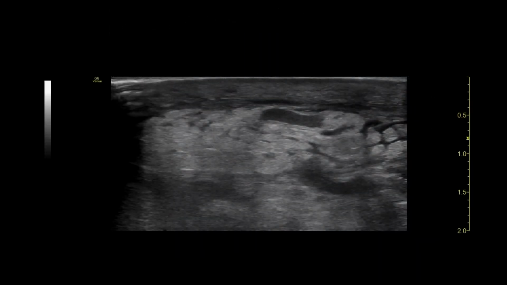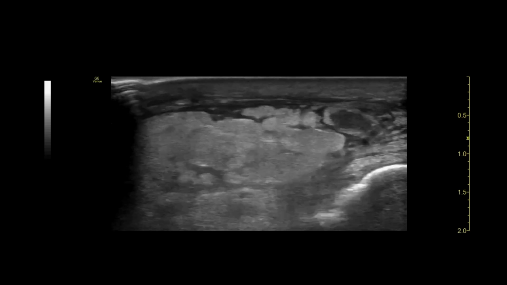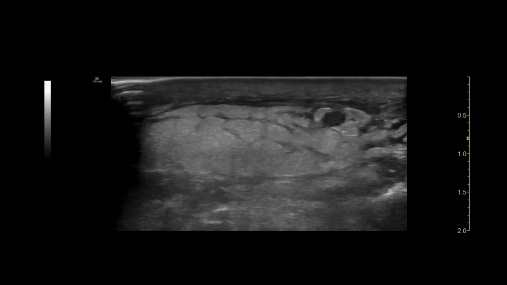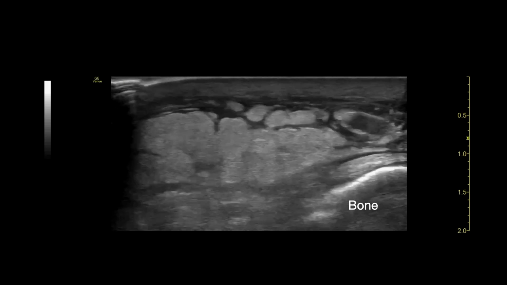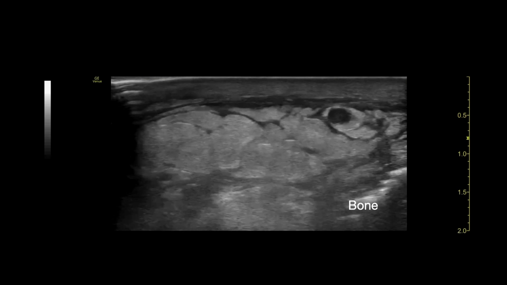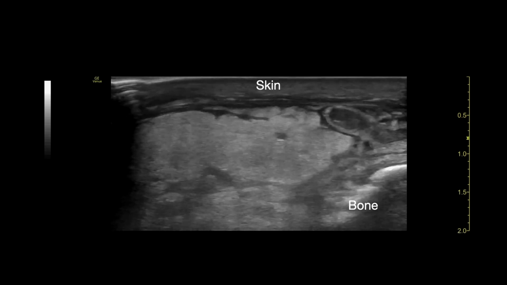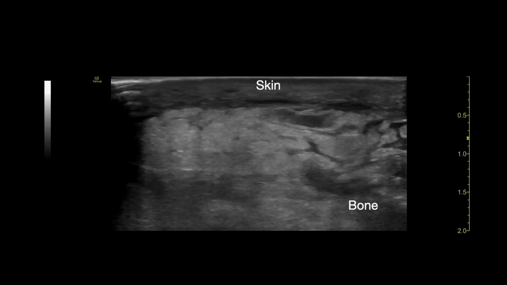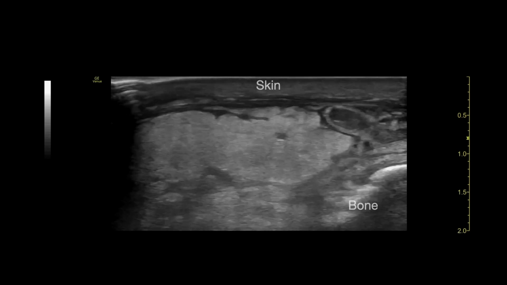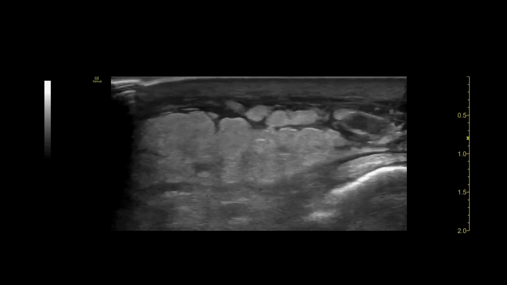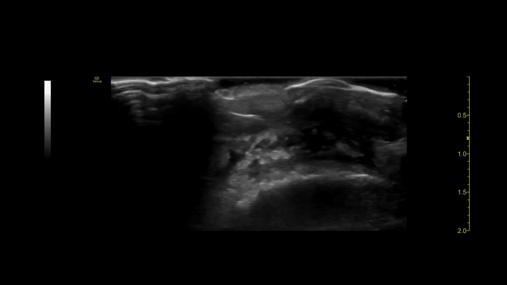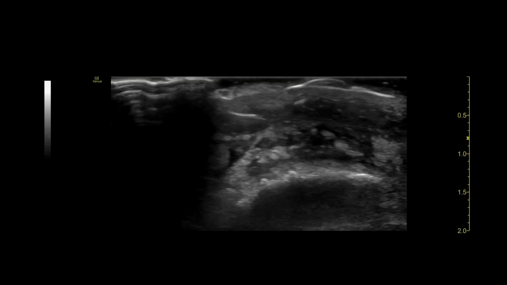This is another example, and we can see cobblestoning in a short axis. This is the bone of the forearm of a patient who had cellulitis. You can see the skin, and you can see below that there is significant cobblestoning. The idea of this specific ultrasound was to rule out the presence of abscess or gas. Here you can see the bone and the skin, and in between you can see the cobblestoning.